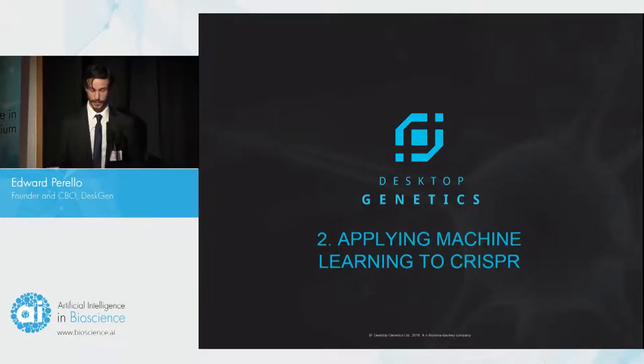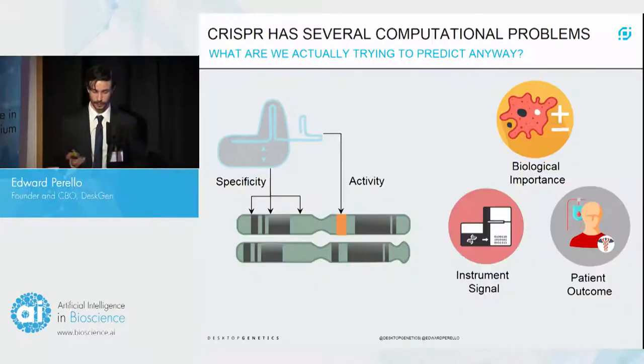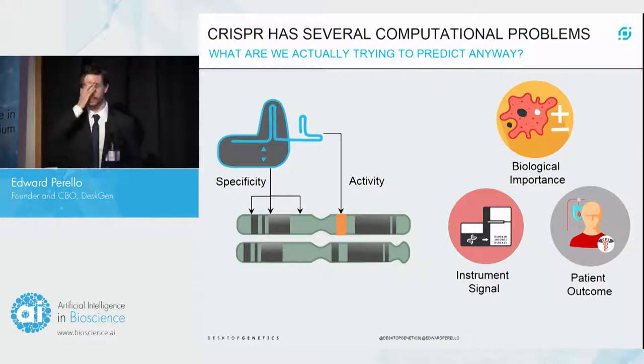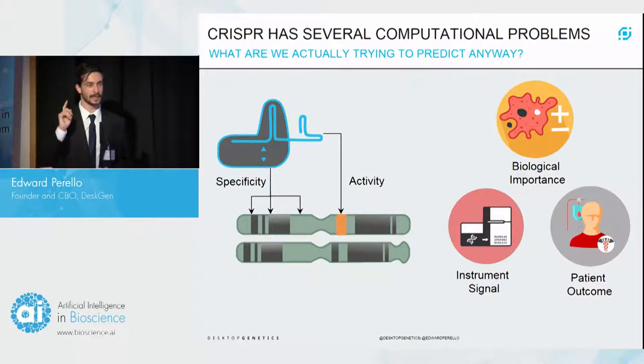Okay, so applying machine learning to CRISPR, what have we found? There's two computational problems here. The first is activity, and that's how do we design a CRISPR that we know will cut effectively on target? And then the second is specificity. It's making sure that it's not cutting anywhere else and predicting that. And each of these are basically prediction ranking exercises that we're looking at.